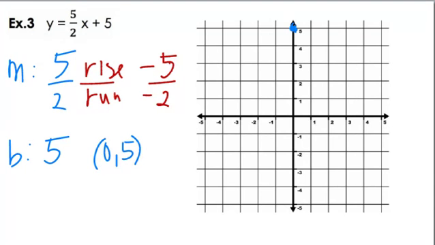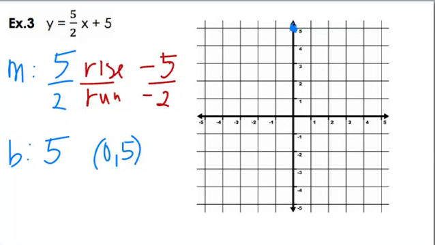Is -5/-2 equivalent to +5/+2? I hope you said yes. Think about this for a second. Is a negative divided by a negative a positive? It is. If I have to, my rise and run can both be negative, because a negative divided by a negative is a positive. Okay?